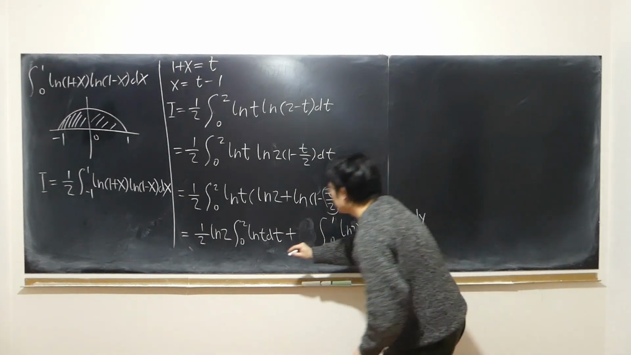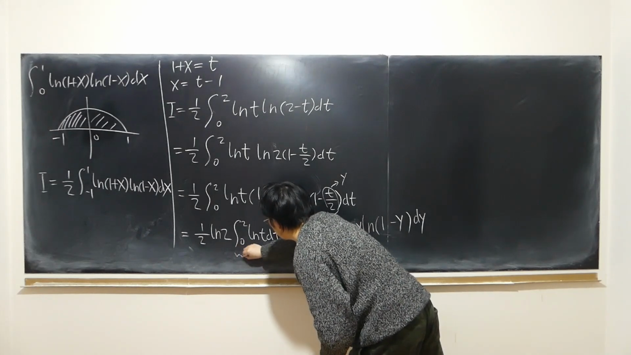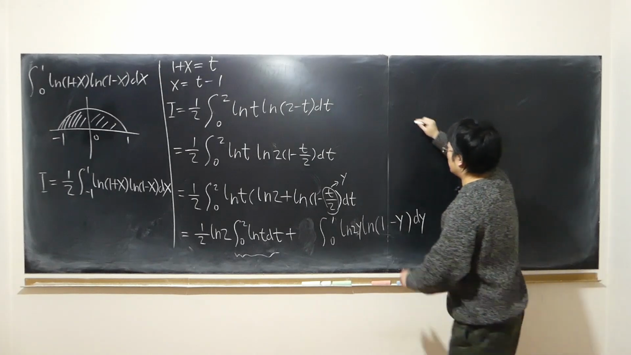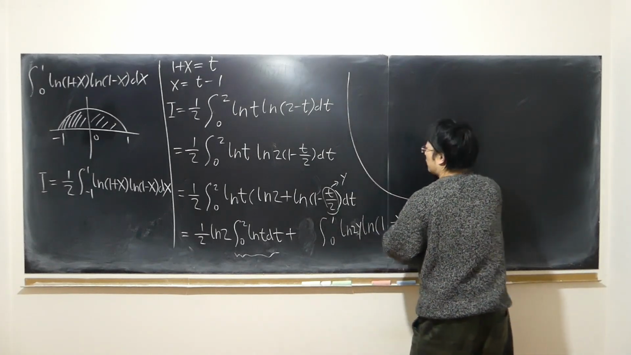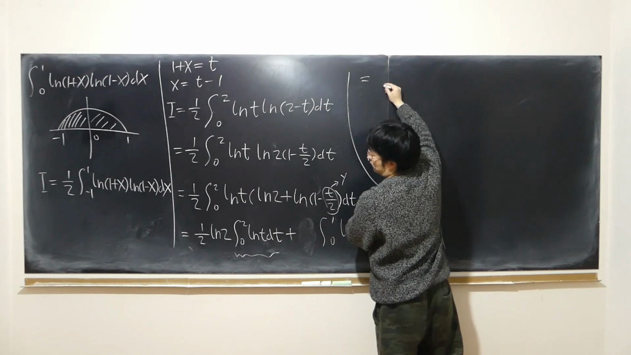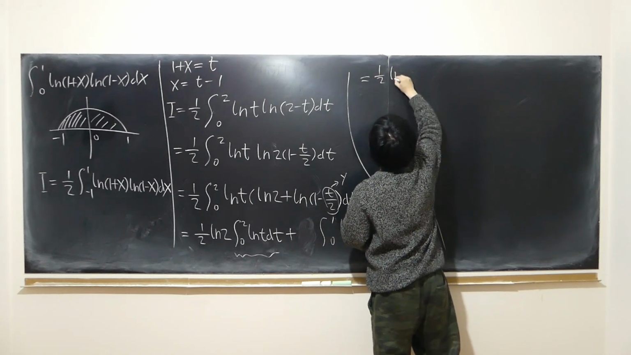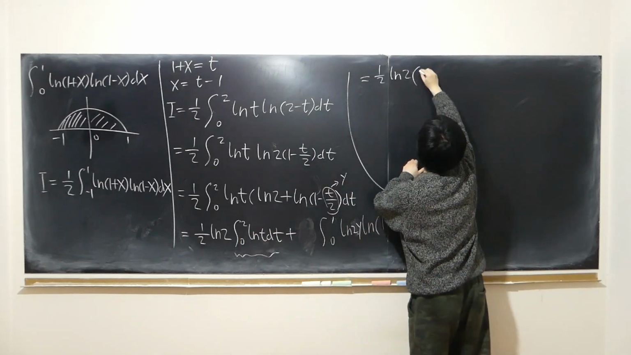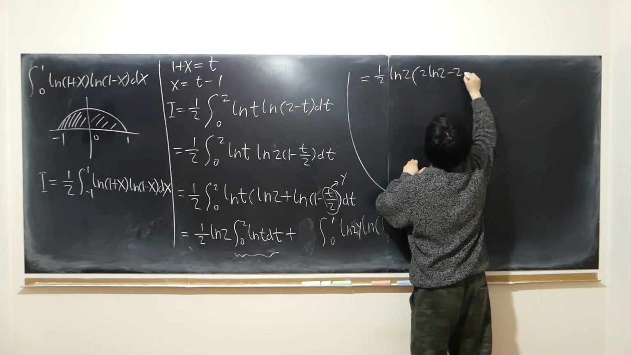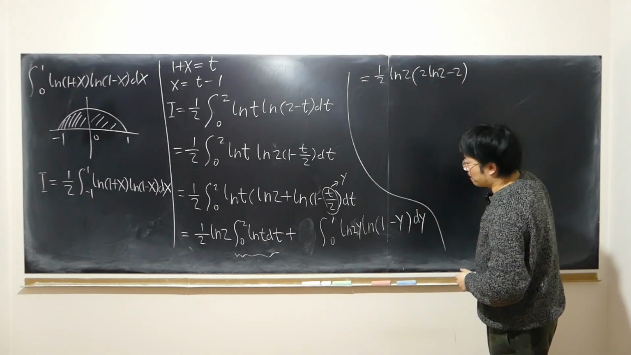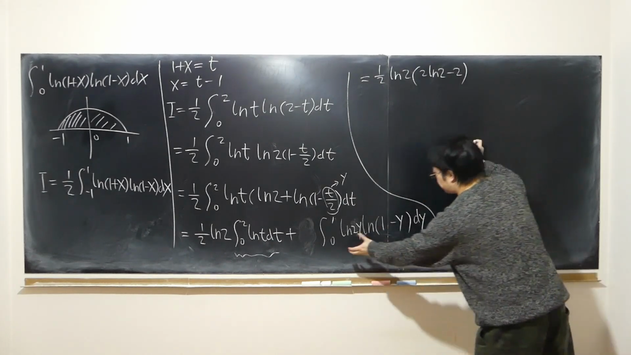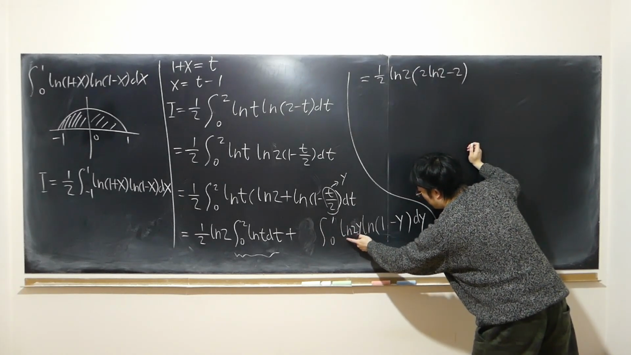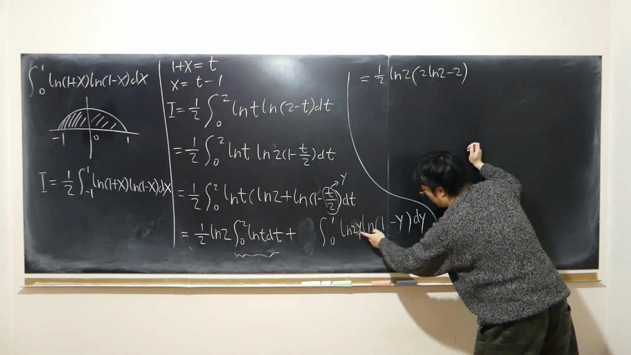And with regard to this one, it's a standard integration by parts. So without getting into details, I'm just going to write down the results. Half log 2 times this integral is in fact 2 log 2 minus 2. Just a standard integral. So for this part, again, we split this logarithm: log 2 plus log y.